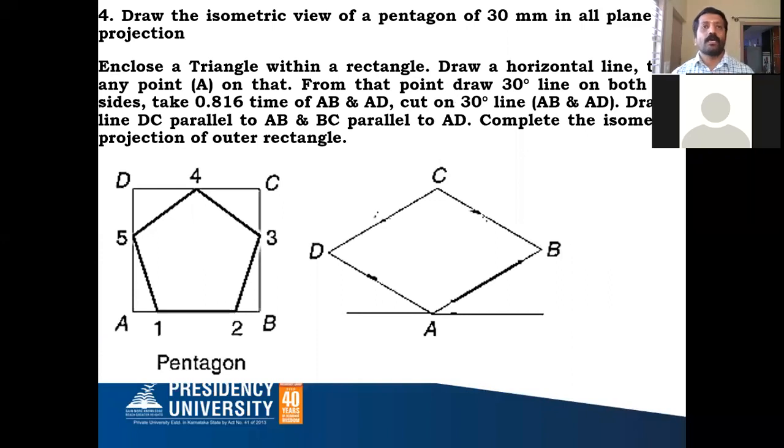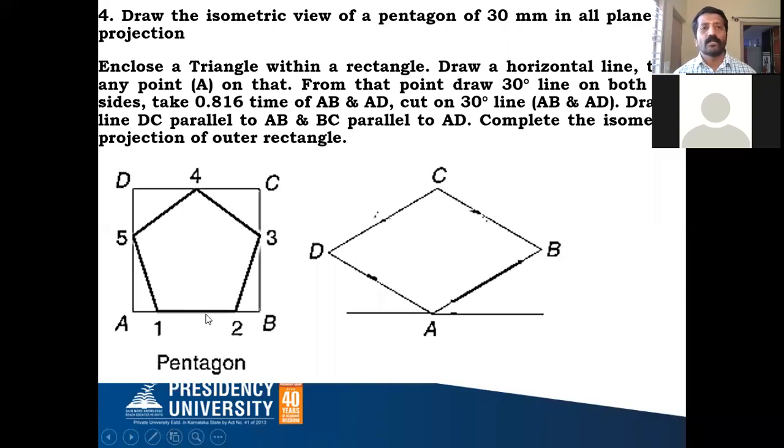For the pentagon I have taken a 30 millimeter side. For this you can draw the regular shape of the pentagon; don't bother about the corner condition. You draw a regular pentagon, 1, 2, 3, 4, 5. In a regular pentagon all the 5 sides are equal. You take 30 millimeters as the side of the pentagon. You know how to construct the pentagon, so you can construct it.